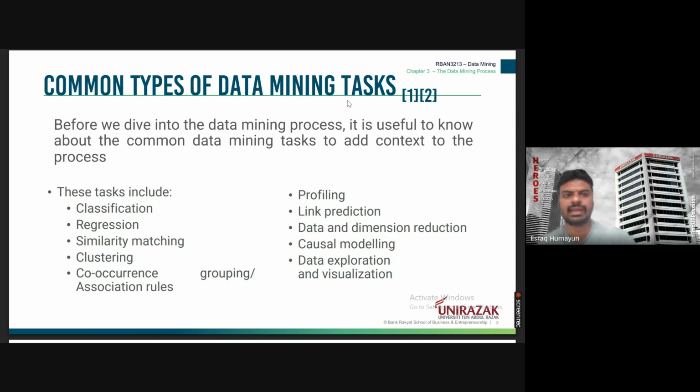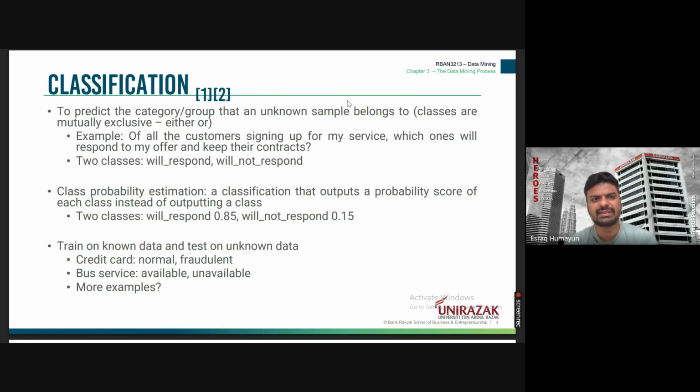Before we dive into the data mining process, it is useful to know about the common data mining tasks to add context to the process. We'll learn about classification, regression, similarity matching, clustering, co-occurrence grouping, association, profiling, link prediction, data and dimension reduction, causal modeling, data exploration, and visualization. The things written in the slide may feel a little bit boring for you, but I will give you an easy example. For example, let us look at classification first.